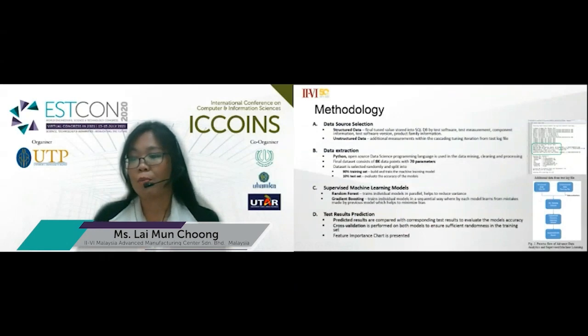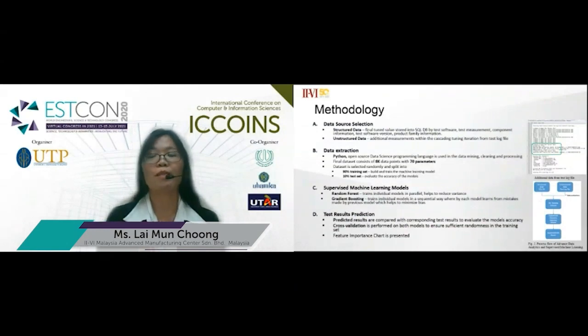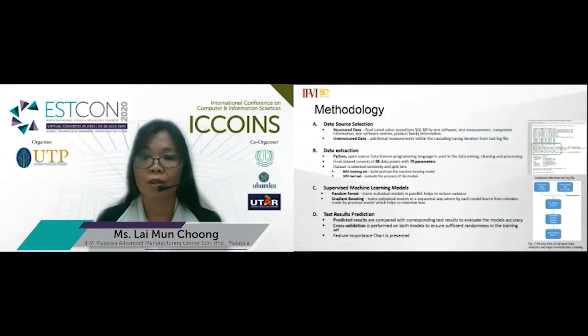For test result prediction, predicted results are compared with corresponding test results to evaluate the model accuracy. Cross-validation is performed on both models to ensure sufficient randomness in the training set. A feature importance chart is presented.